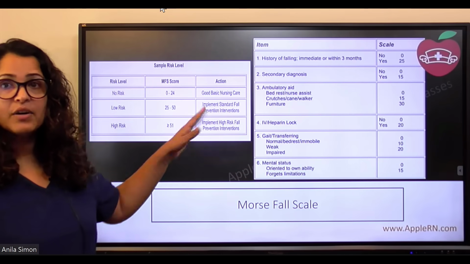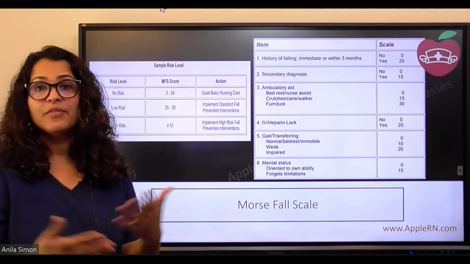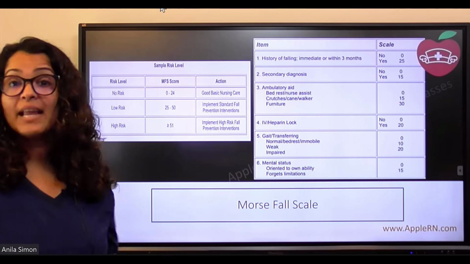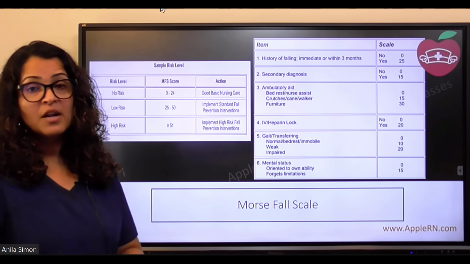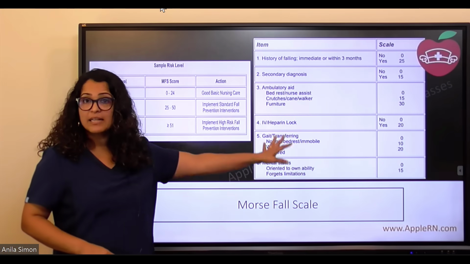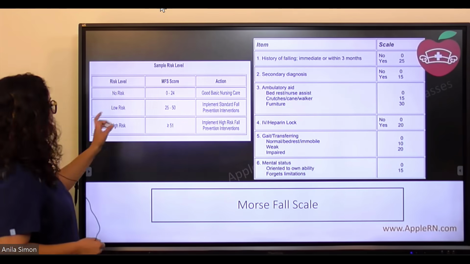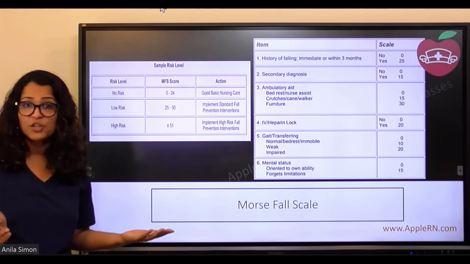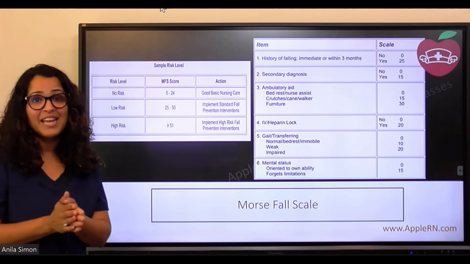So if they have a history of falling, or a secondary diagnosis, which we discussed, or if they are using an assistive device, or if they have an IV, or if they have a movement problem or a gait problem, or if they are confused, level of consciousness changes. Each of these things will get points, and we add all of them. And if they are up to 24, then no risk. We just do standard care, and we monitor, and if anything changes, we will take care of them.